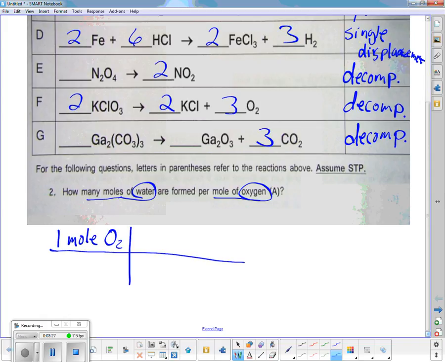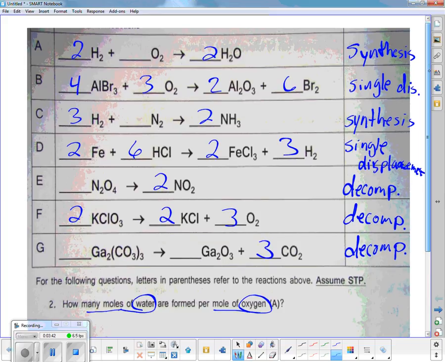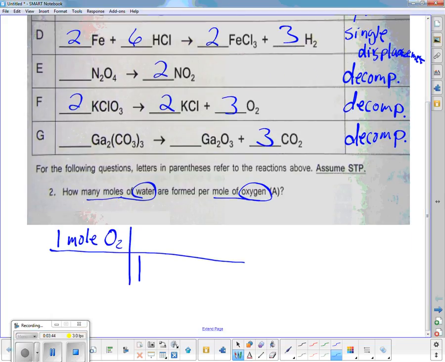Okay. So then I look up at the top. I want to get rid of oxygen. In A, what's in front of oxygen? On A, clear up here, what's in front of oxygen? 1. There's nothing, but it's a 1. So we're going to put 1 mole on the bottom because we want to be able to cross out moles of oxygen. Remember that? Okay. What goes on the top?